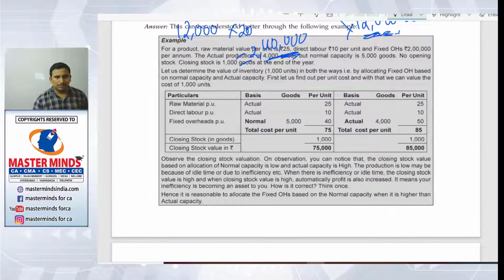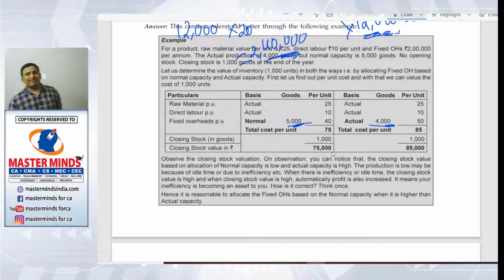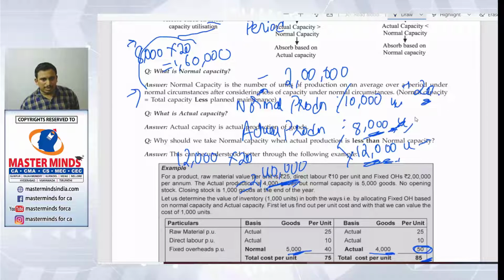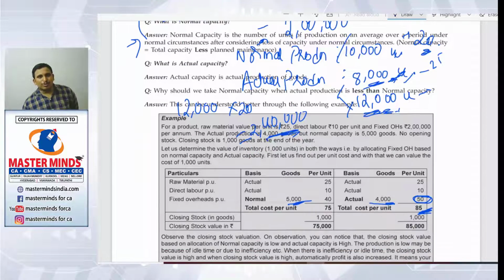Right, just observe carefully. This is yet another example. I think here the actual or once again the fixed overheads are the same. Just observe what the reason is. Now observe carefully. Whenever actual is less than normal, what will happen is, the allocation to actual becomes higher, that is, the cost per unit increases. In the earlier example also, if you take 8,000, it will become 25, so automatically the cost per unit increases, right?